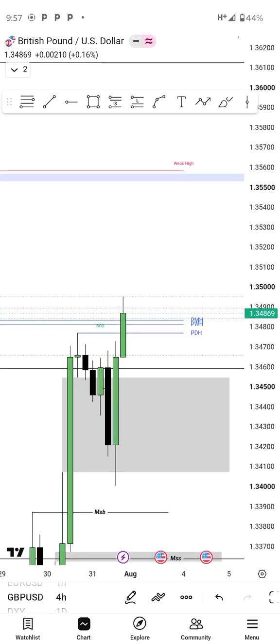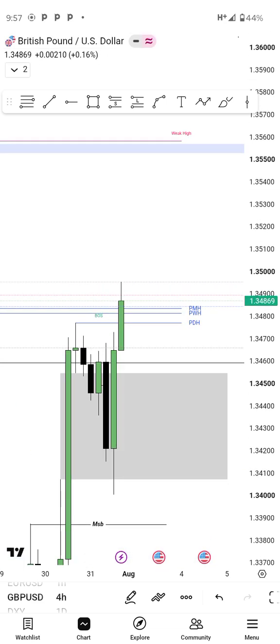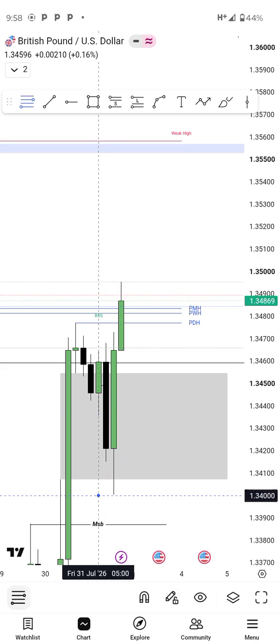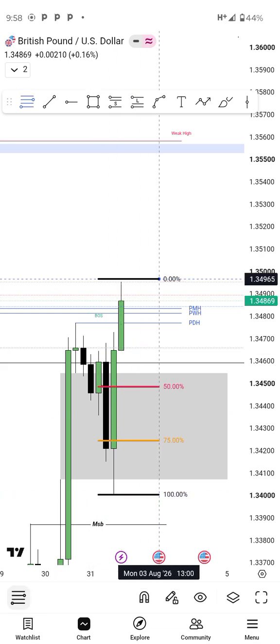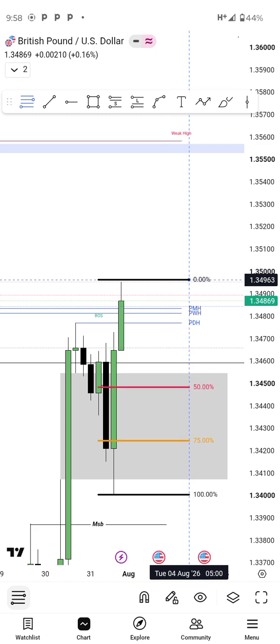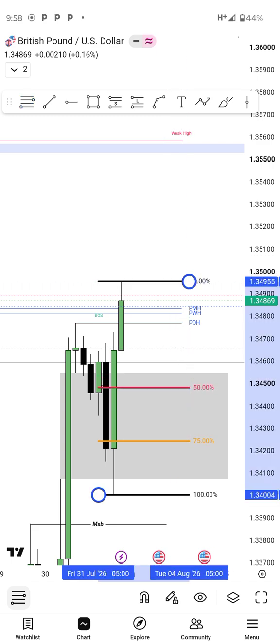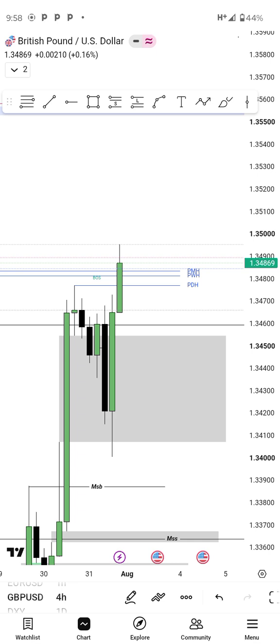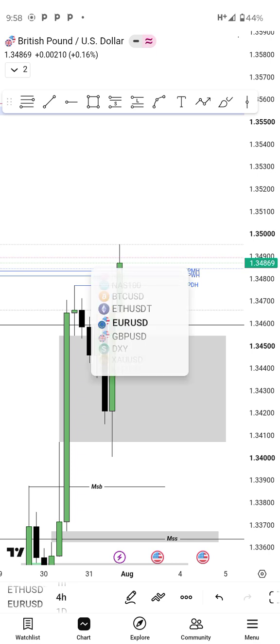But for the meantime, gold has closed above this range, so we'll just wait for a point of interest, which is an FEG, and retrace to the 50% for a trade setup. So we may buy on GBP USD next week.